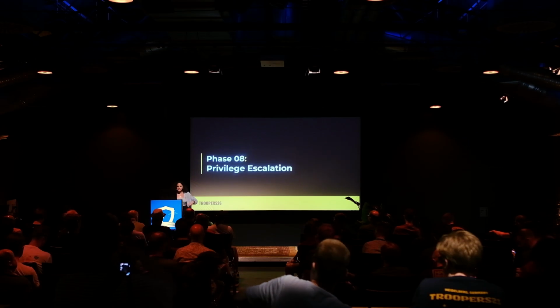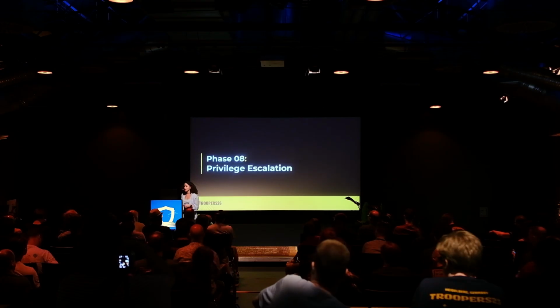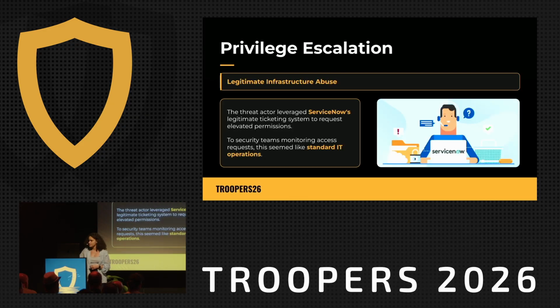Okay, this brings us to the last phase, privilege escalation. How did they escalate beyond what they were supposed to have? And in this case, the attacker leveraged ServiceNow to request additional privileges. And to the IT teams reviewing requests, everything looked routine. I mean, I use ServiceNow all the time to get more permissions. So nothing stood out as malicious or unusual. And that's kind of the key point here. The attacker was fully embedded into normal business workflows, using the same processes that legitimate users use every single day.